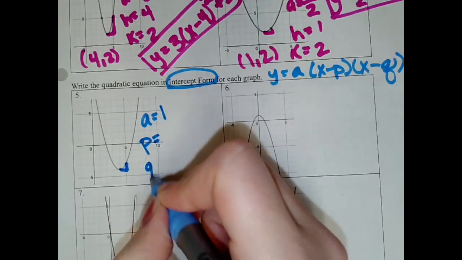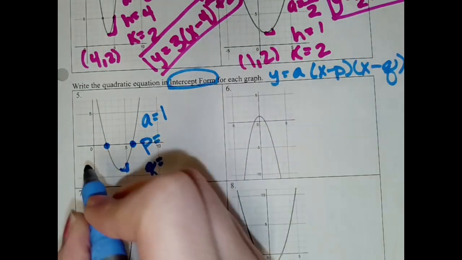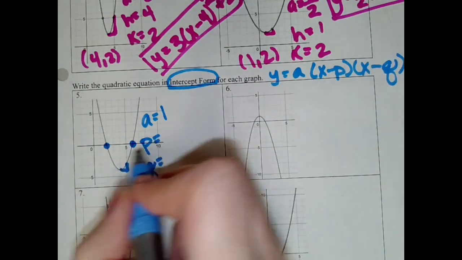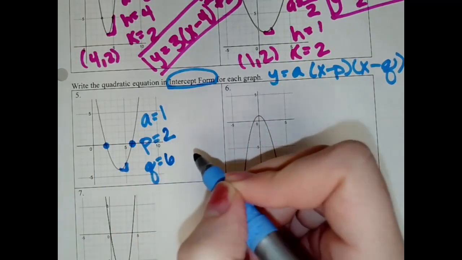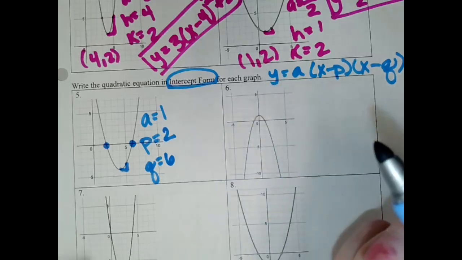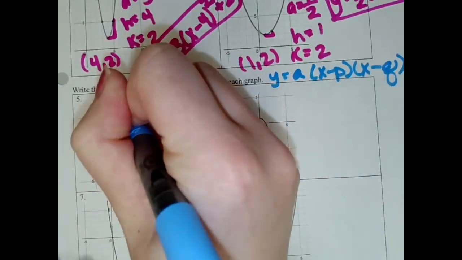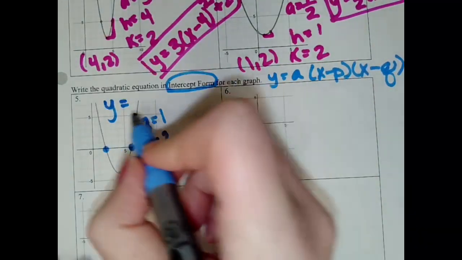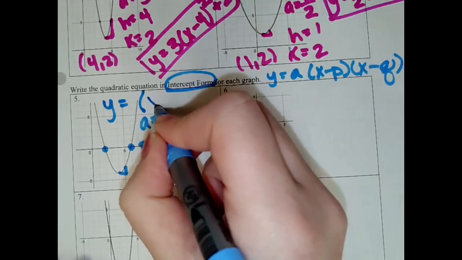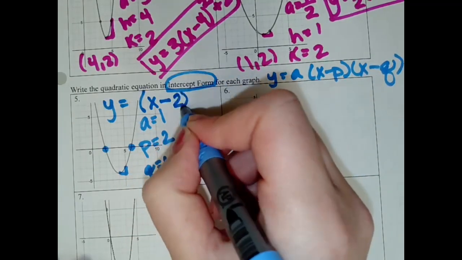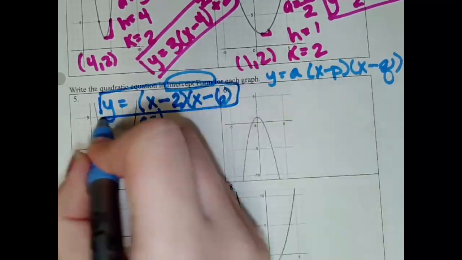Now P and Q are your x intercepts. So P, I usually put left to right, so P would be 2, and then Q would be 6. If you let P be 6, Q be 2, that's fine as well. We're going to get the same thing at the end. So now I have y equals, just plug them into the equation. So you could write 1, or you can leave it off. Then it's understood to be 1. X minus P, so minus 2, times x minus Q, which was 6. And that's the answer.